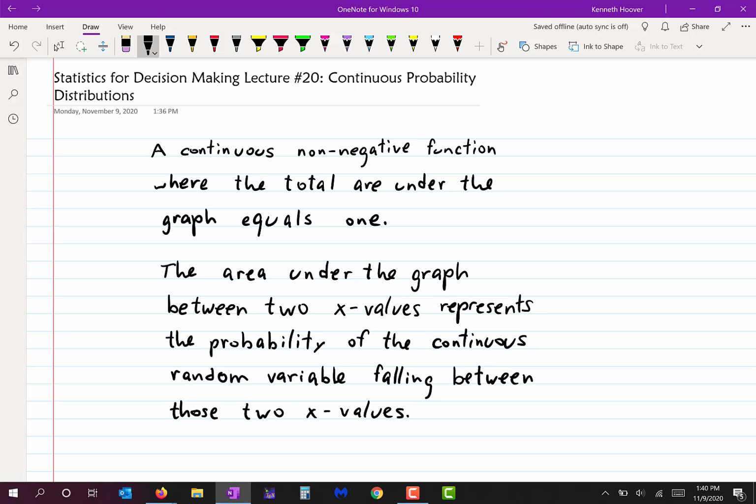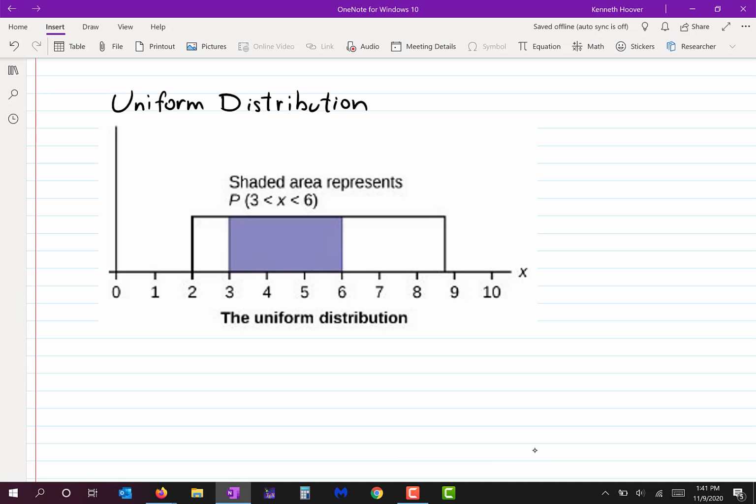Now let me give you some examples of what we're talking about here. I'm going to give you 3 examples. The first example is called a uniform distribution. That's where the probability of a random variable equaling a certain value is the same for all values. So that means the graph will be constant, straight across.